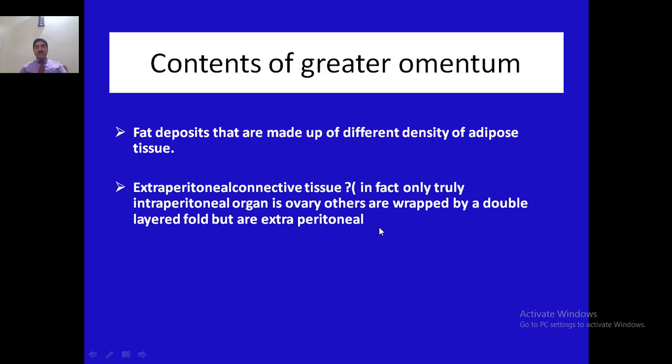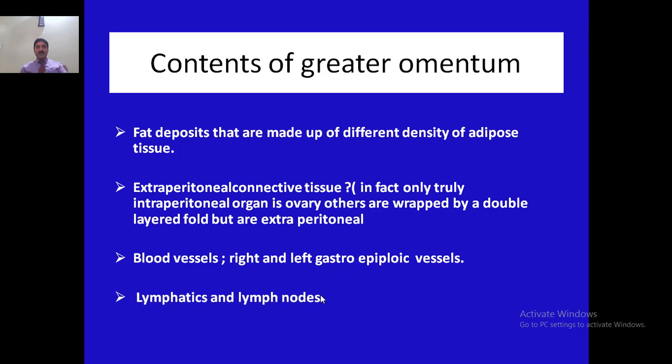It is basically a double-layered fold of the peritoneum, so it contains extraperitoneal connective tissue. It also contains blood vessels, right and left gastroepiploic vessels, lymphatics and lymph nodes. It also contains some aggregation of macrophages called milky spots.